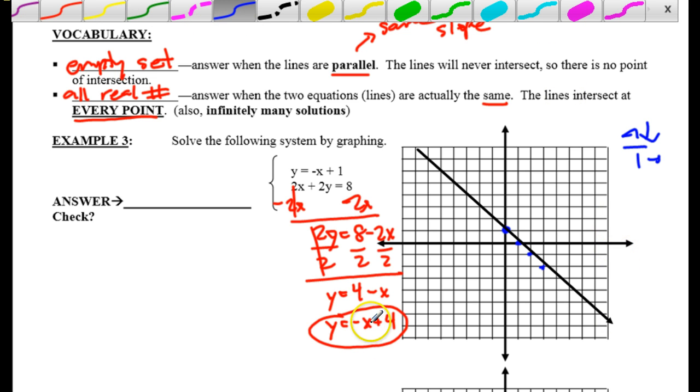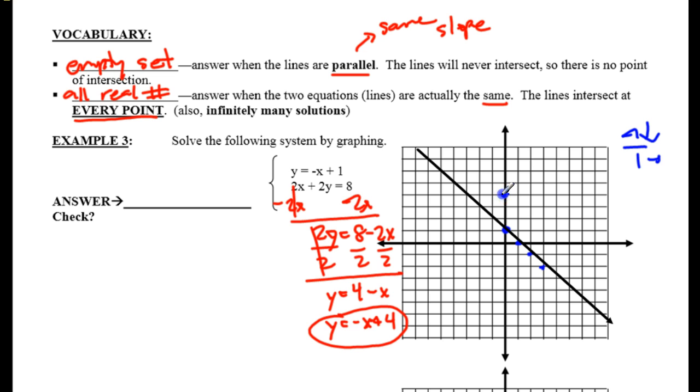Now when we graph this one, which is y equals negative x plus 4, the intercept is positive 4 on the y-axis. 1, 2, 3, 4. But the slope is still negative 1. We're still going to be going down 1, right 1 every time. Okay?